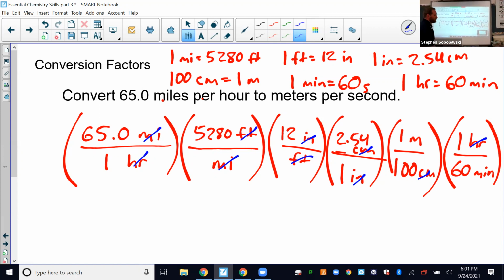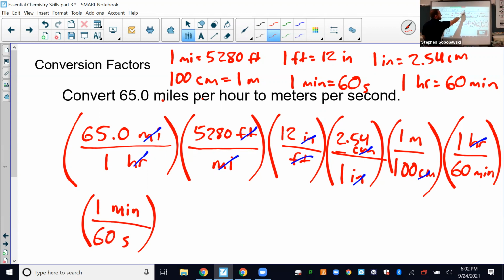One last conversion should be all we need. I'll just do this down here because I ran out of room. I have 60 minutes on the bottom. I'm going to multiply that by 1 minute on top and 60 seconds on the bottom. And how did I decide which to put on top? You need it to cancel by having 1 on the bottom, which I see 60 minutes on the bottom, and 1 on the top. So I put my 1 minute on the top. Minute cancels minute. I'm left with 60 seconds on the bottom.